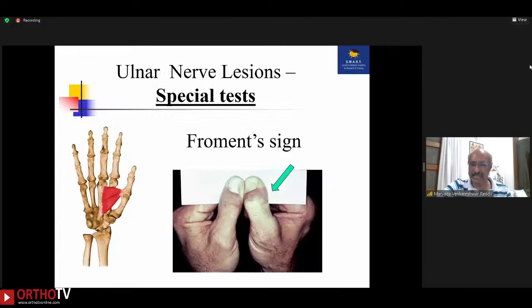Now coming to Froment's sign, this is because of the adductor paralysis. When the patient tries to hold a book, instead of the adductor, the FPL acts, and everybody knows this. You should be able to demonstrate it. So always when you want to demonstrate Froment's sign, use a hard book. Don't use a soft book or a paper because it will never demonstrate. Always use a hard book or a hard cardboard so that it doesn't yield. Then only you will be able to demonstrate. So that's one point you need to keep in mind.